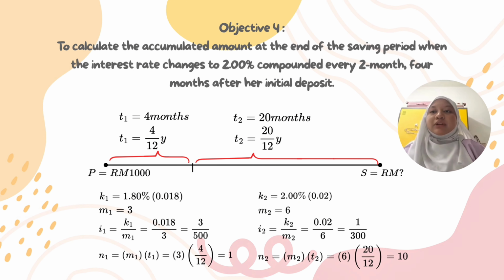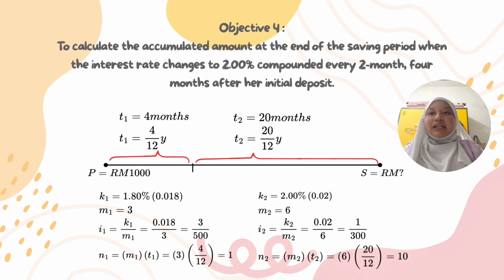Proceeding to Objective 4, to calculate the accumulated amount at the end of the saving period when the interest rate changes to 2.00% compounded every 2 months, 4 months after her initial deposit. Firstly, construct a timeline consisting of P, the principal amount, and S, the accumulated amount. P is 1,000 ringgit, and S is what we will be calculating.